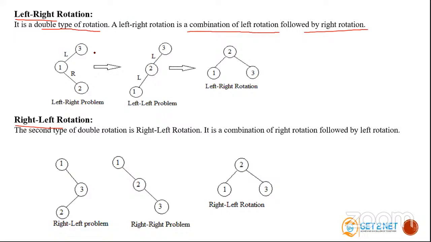That means, see, if 3 is our root node, there is a left subtree 1, and to the left subtree, there is a right subtree. See, 3 is our root node. There is a left subtree 1, and again to the left subtree, that is 1, there is a right subtree. Okay, so is this tree balanced? No, it is not balanced.